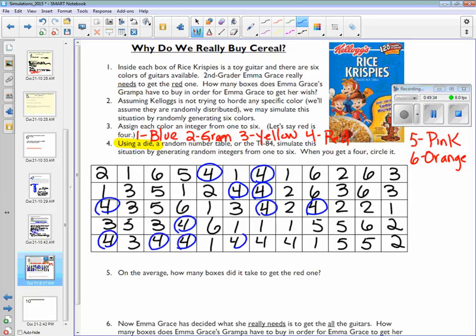If I wanted to do this on my calculator, couldn't I have just gone to randint 1 to 6, hit enter until I got a 4 and counted the number of times I pressed enter? That would also work. Okay? But I'm going to write that. I'm just going to write the trial 1.